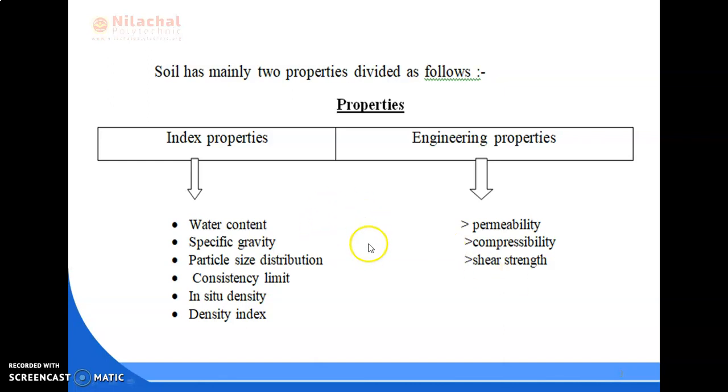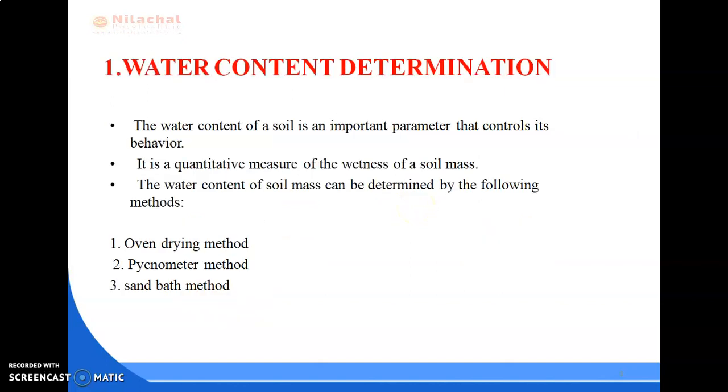So in this chapter, chapter 3 basically contains the index properties of soil. We have to describe them one by one briefly. We also have to determine how we can find out these properties. So first one is water content.